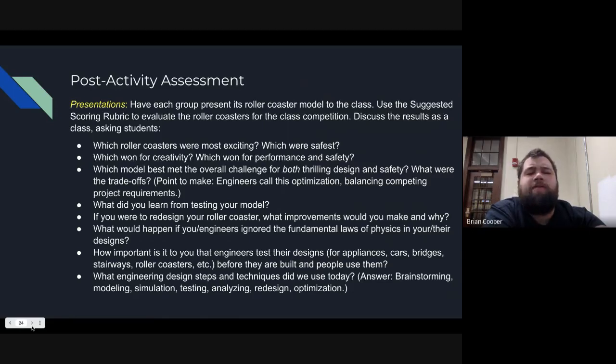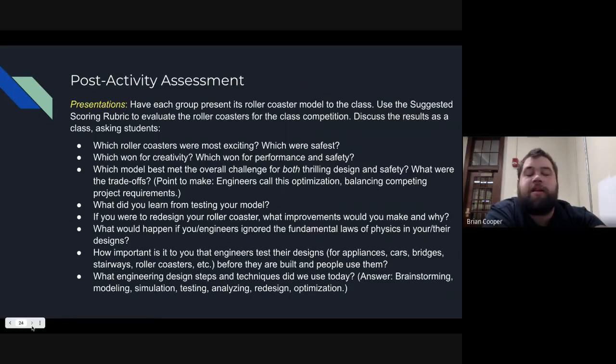What did you learn from testing your model? If you were to redesign your roller coaster, what improvements would you make and why? What would happen if engineers ignored the fundamental laws of physics in their designs? How important is it to you that engineers test their designs for things like appliances, cars, bridges, stairways, roller coasters, before they are built and people use them?